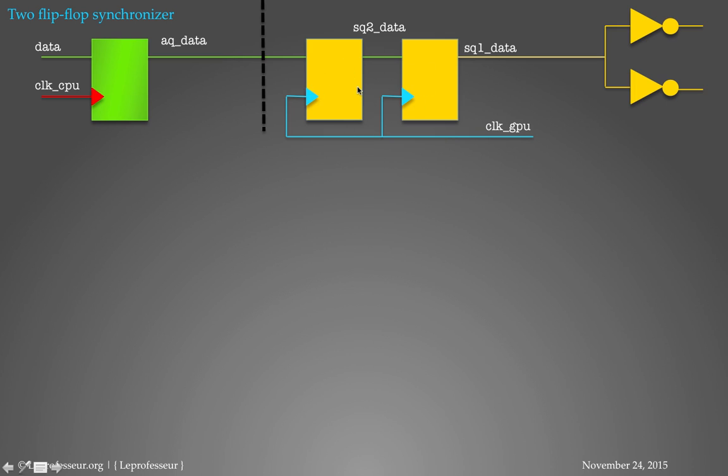So by doing that, what we did, we basically made sure that the data is stable. So one flip-flop is going to go into metastable state, but not the other flip-flop, okay. Now it depends on how fast the data is changing, okay. If the data is changing too fast, we might have to consider adding one more flip-flop. That depends on different factors.